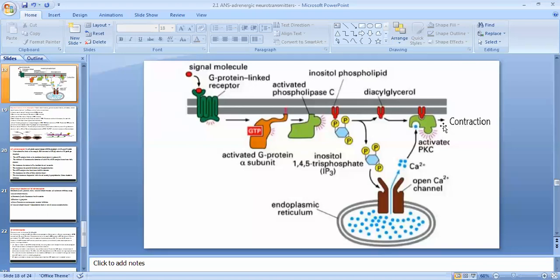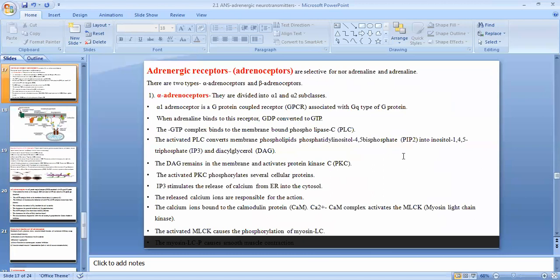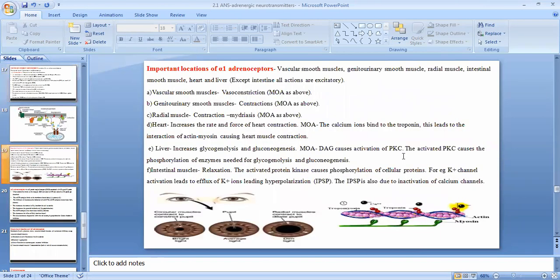Now this activated protein kinase, when the inositol triphosphate is released or binds with the drug molecule, they are going to activate the protein kinase and open the calcium channel in the endoplasmic reticulum. So this type of response is shown by adrenergic receptors, that is alpha 1 receptors.